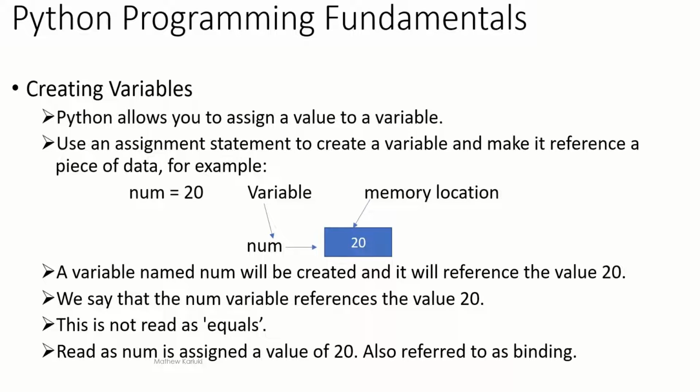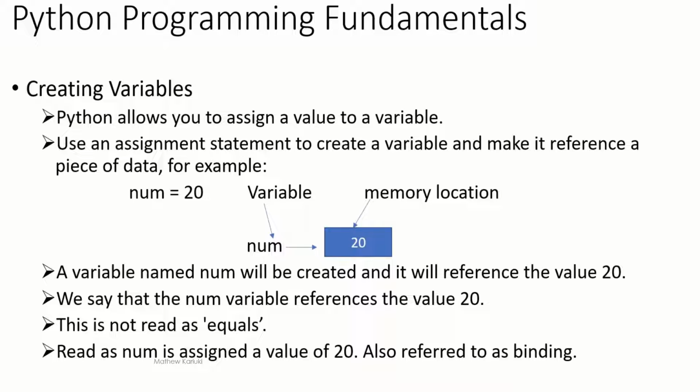So, how do you create a variable? In Python, the assignment statement is actually an equal sign. For example, the variable num is assigned the value 20. In this case, the name num represents the variable and the value 20 is stored in the memory location. So what this means is that the variable will be automatically created and it will reference the value 20.